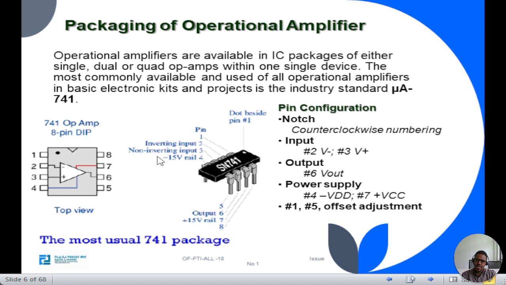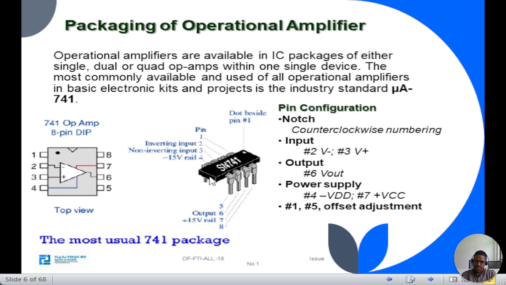Packaging of operational amplifier. So it looks like this IC type, and the popular type of op-amp is the 741 type. Operational amplifiers are available in IC packages of either single, dual, or quad op-amps within one single device. The most commonly available and used of all operational amplifiers in basic electronic kits and projects in industry is the standard microampere 741 type of op-amp.